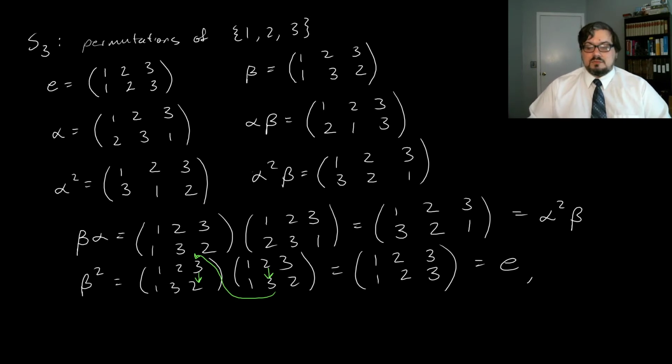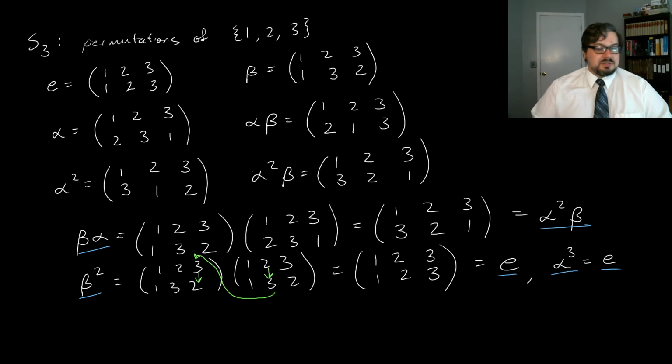Similarly, it turns out that alpha cubed is also the identity. And so there are these various relations between the elements of S3 that we can use to simplify expressions involving them. In fact, using these 3 relations, the relation that beta alpha equals alpha squared beta, the relation that beta squared is the identity, and the relation that alpha cubed is the identity, we're able to simplify any product of elements in S3 down to one of the 6 expressions that we started with.